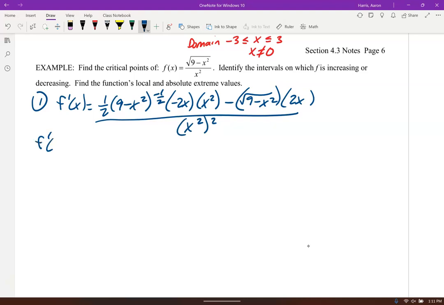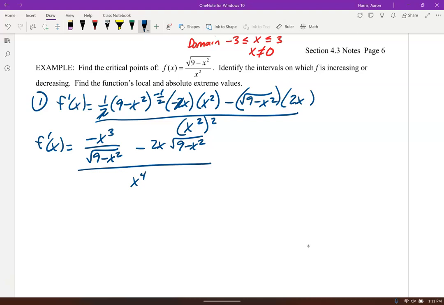And so this derivative, see how these 2's cancel right there? I got negative x cubed over this square root of 9 minus x squared minus 2x square root of 9 minus x squared. This is all over x to the 4th. And so I'm going to get a common denominator. You know, this is over 1. So let's give it a square root of 9 minus x squared, top and bottom here.